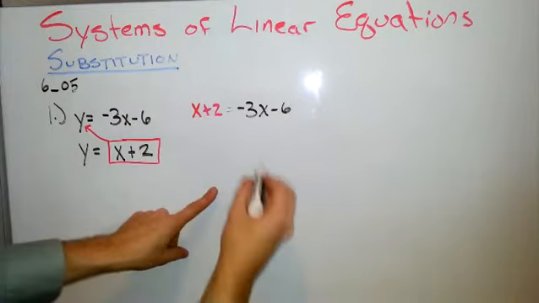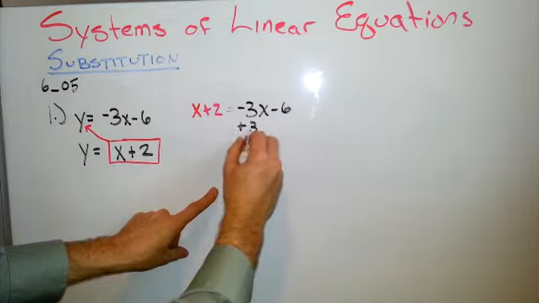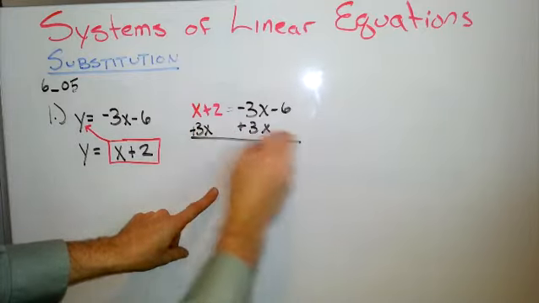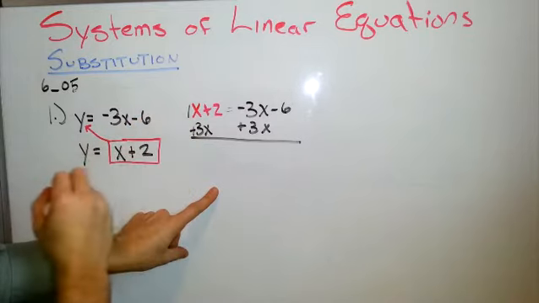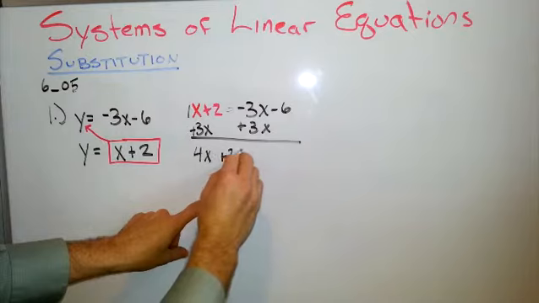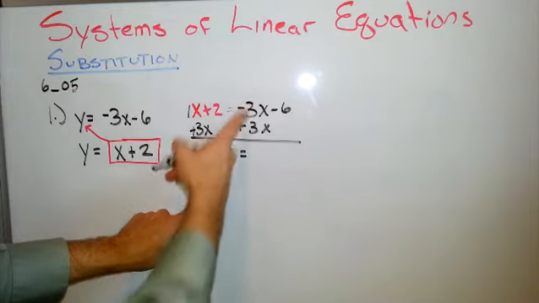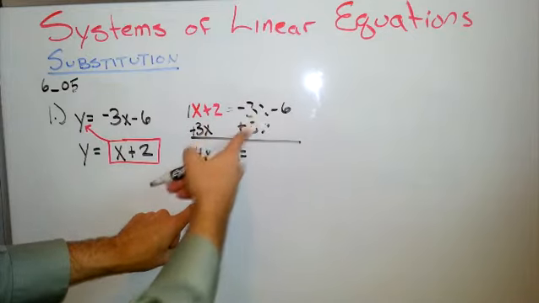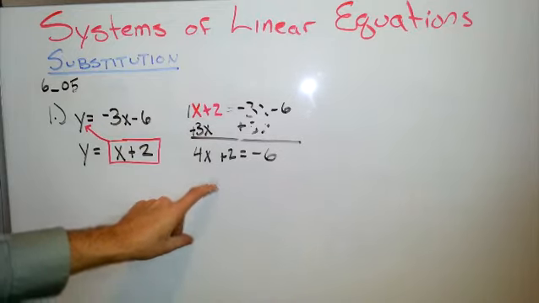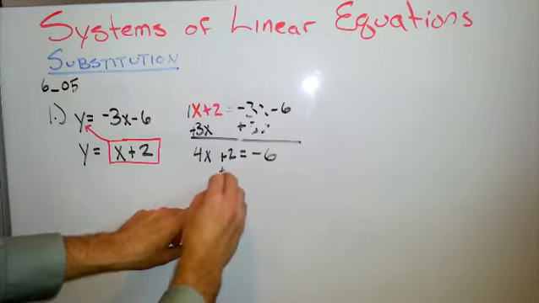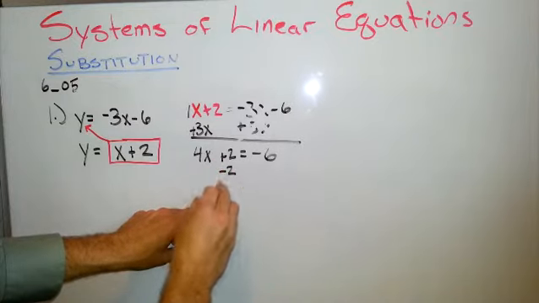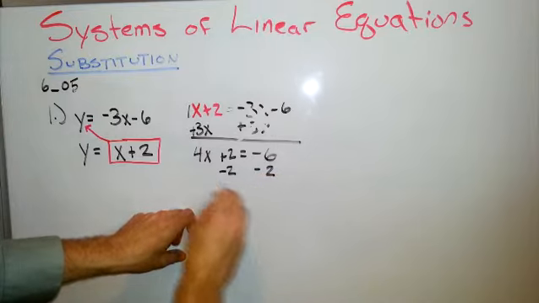So I'm going to get my x's together by adding 3x to both sides. 3x plus 1x is 4x, plus 2 equals negative 3x plus 3x. That's gone. That's 0. There's nothing left there. Minus 6. Get rid of the constant. Add 2. Oh, that was a plus. So go ahead and subtract 2 from both sides.